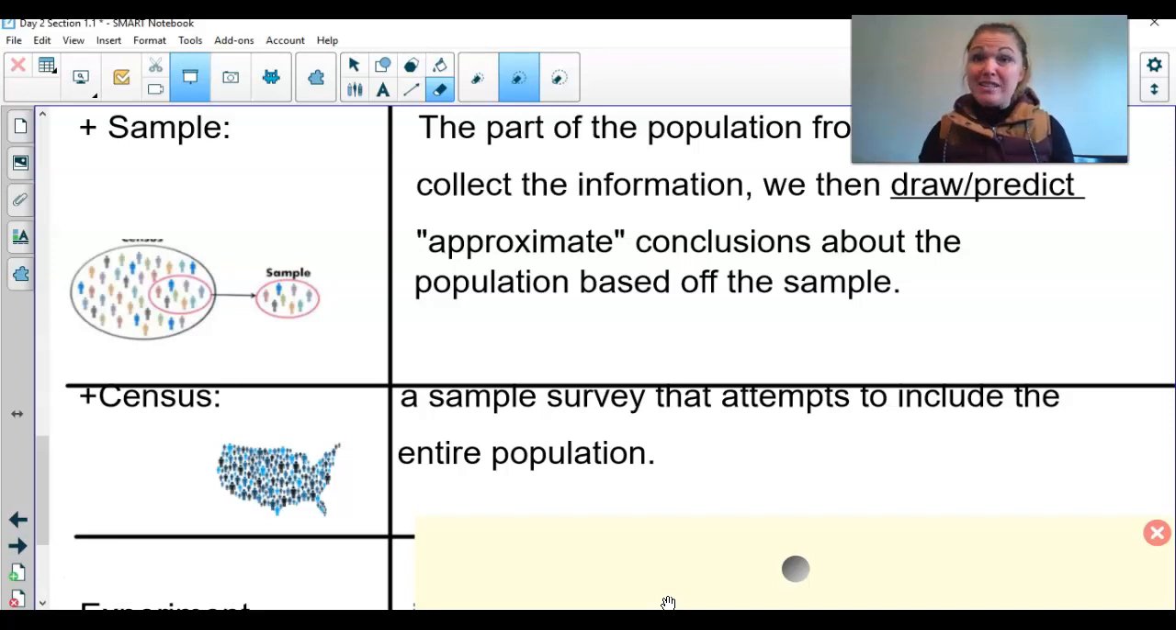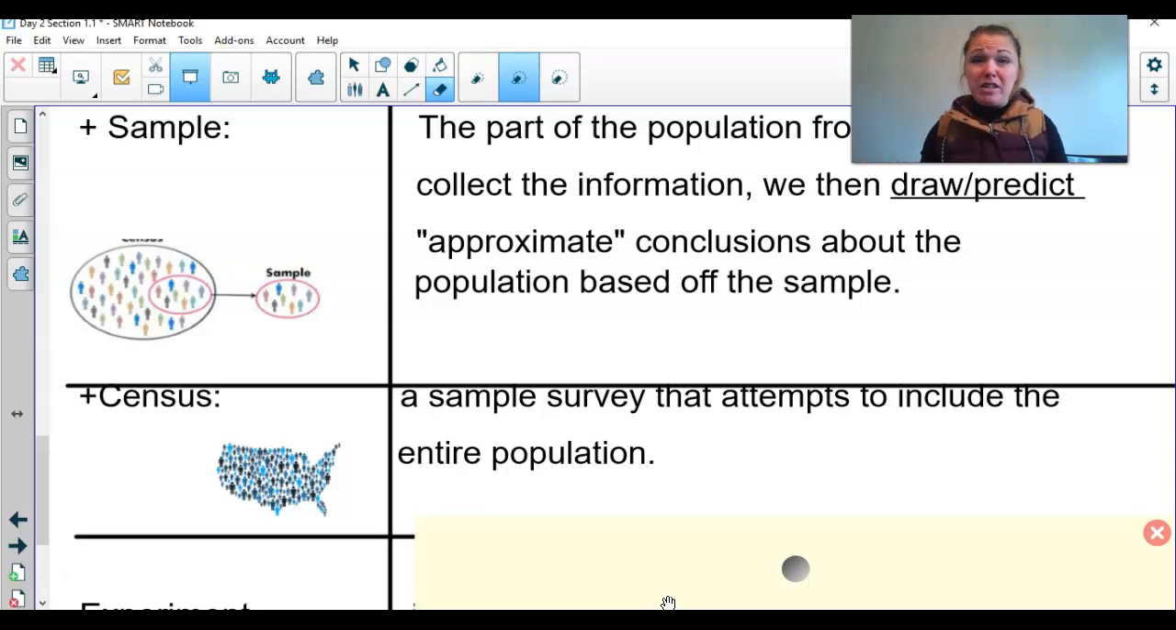Now, every 10 years, like we are doing this year, the government attempts to do a census, right? They attempt to get a hold of every single person who lives in the United States so they can draw conclusions about our population, and then they make decisions based off of those census results, okay? So that does happen every 10 years. And it only happens every 10 years for various reasons, but one of them, it's very time consuming.